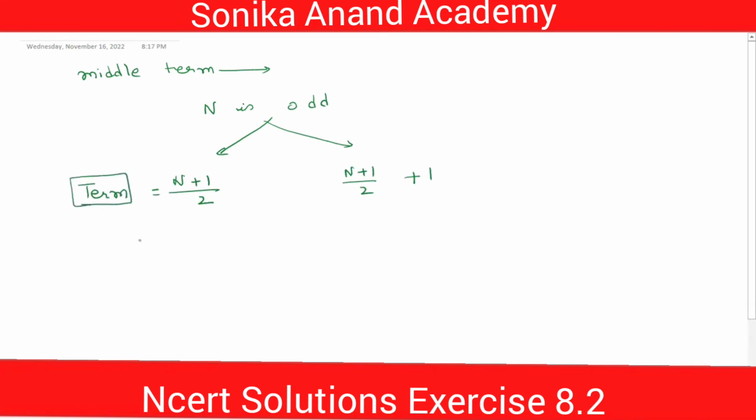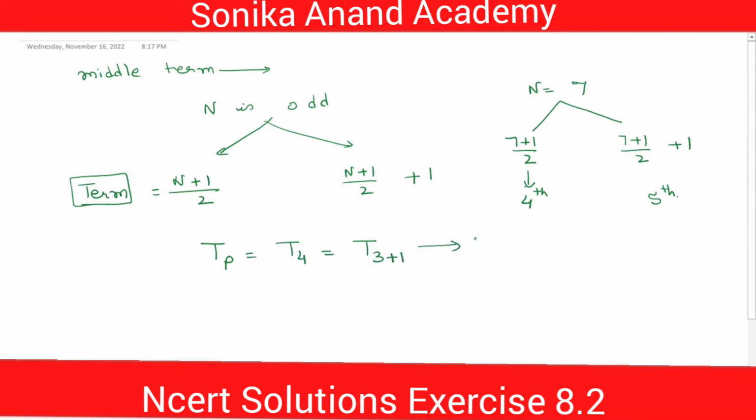For example, n is equal to 7, the same example I have taken. So (7 plus 1) by 2, and (7 plus 1) by 2 plus 1. That is the fourth and the fifth term. Just write down a summary. Then T4, which is equal to T3 plus 1.